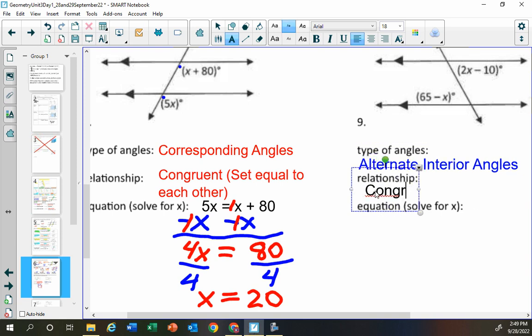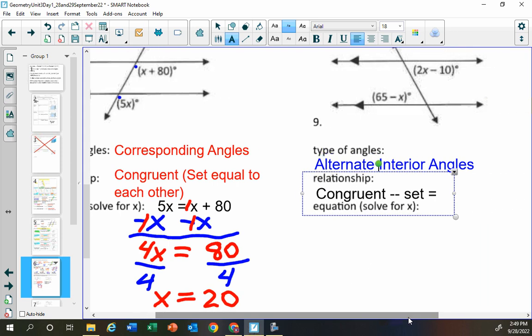Congruent. Set equal to each other. So what would be a setup for this equation? What's a setup here? 2x minus 10. Okay, so you both were right. I know where you two were going.